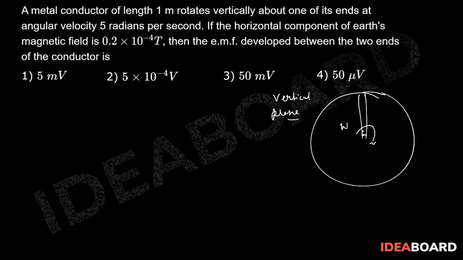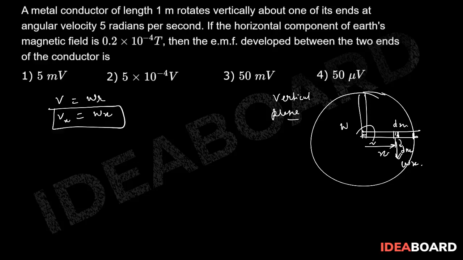Suppose that at any instant the rod is somewhere here. So take a small element, let's say dx, x distance away from the pivot. At x distance there is an element which has a mass, let's say dm, and length dx. Can we find out the velocity of this point? Yes, the velocity will be equal to omega into x, because we know that v is equal to r omega. So here the velocity of the point x will be omega into x, right?